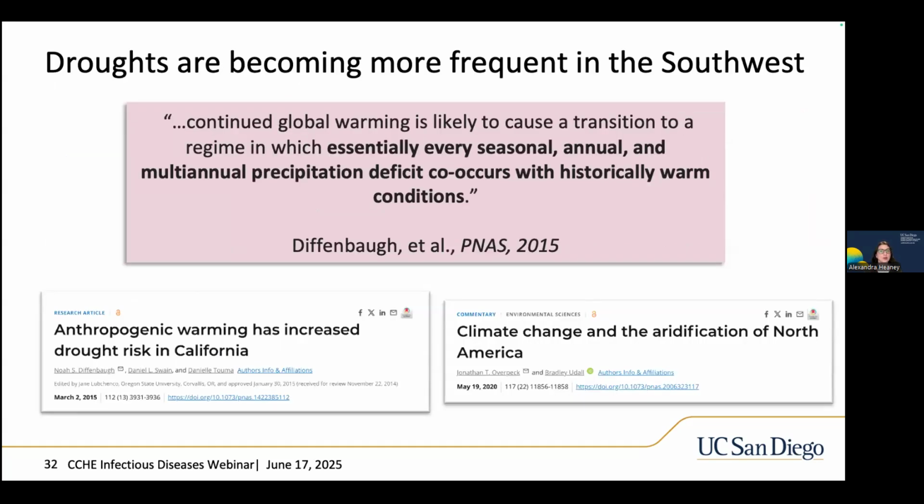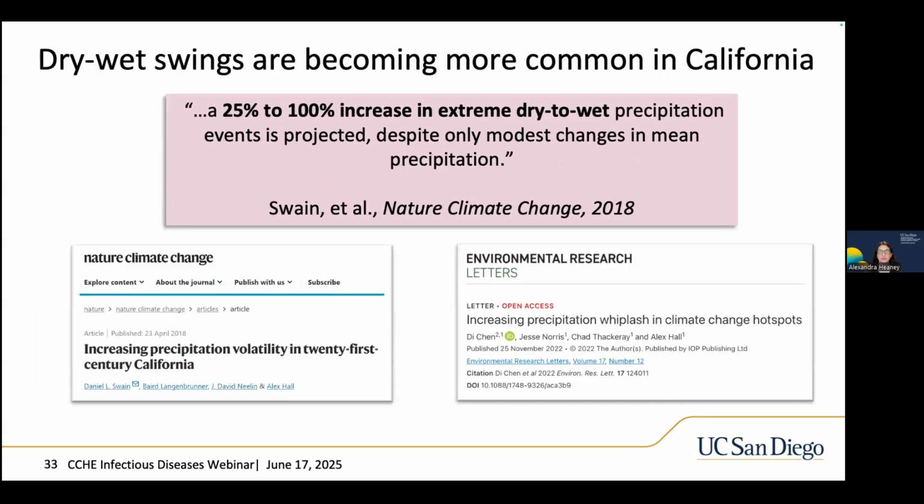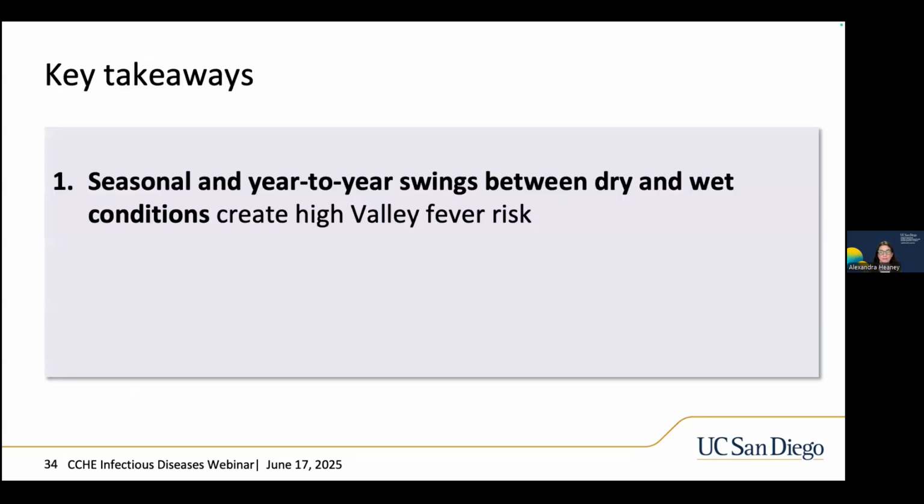So just to finish up, putting this work in a larger context, climate projections indicate that droughts are becoming more frequent in the southwestern US as high temperatures are co-occurring with precipitation deficits more regularly. Precipitation is also expected to become more volatile in California, meaning that these swings from really dry to really wet conditions will become more frequent. And we think that this may pose risk for increasing valley fever cases continuing into the future.